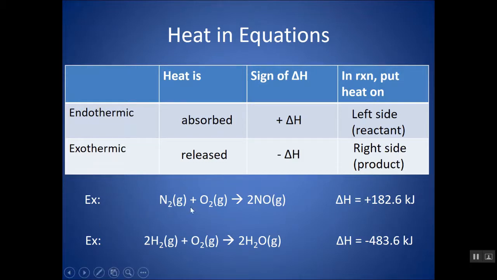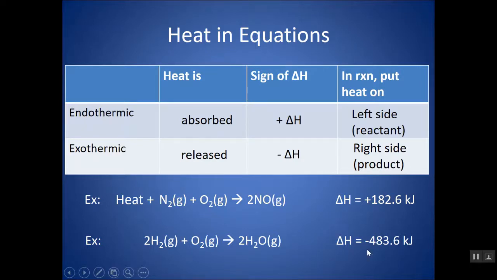So for example, here's my first reaction, and I'm telling you here's the delta H. Put heat into your reaction. So delta H is positive, it's endothermic. So I can put the word heat on the left-hand side. I can actually put 182.6 kilojoules on the left-hand side. This value of heat, or the word heat, on the left-hand side shows that heat is absorbed in the process, it's a reactant.